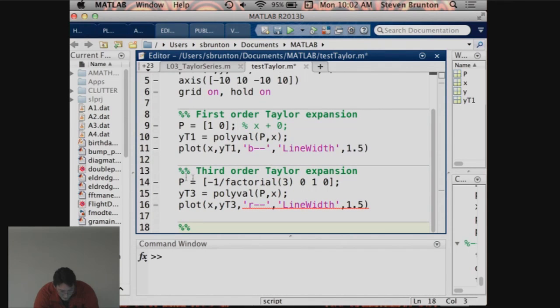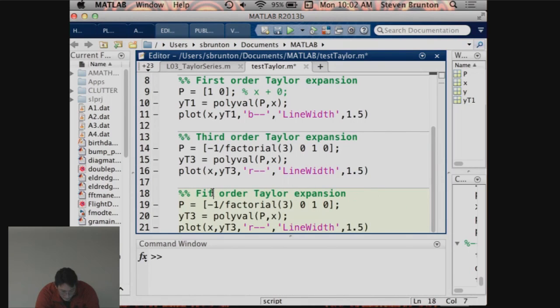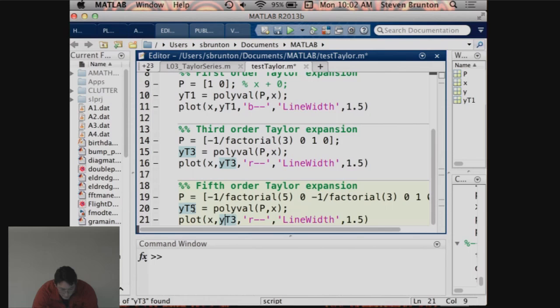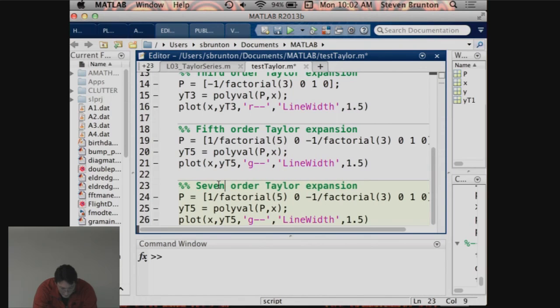Okay, and I'm just going to keep going and going. So I'm going to do a fifth order. So to do that, I need to add minus 1 over factorial 5, I think. Not minus, plus. Thank you very much. And this should be a green, so I'm just going to make this match my script. Okay, and finally, the seventh, I'm going to have a minus 1 over factorial 7, 0, yt7, and let's make that magenta.